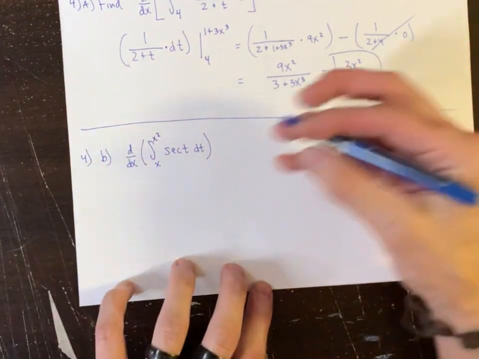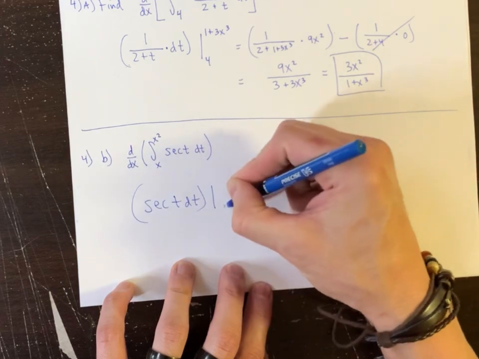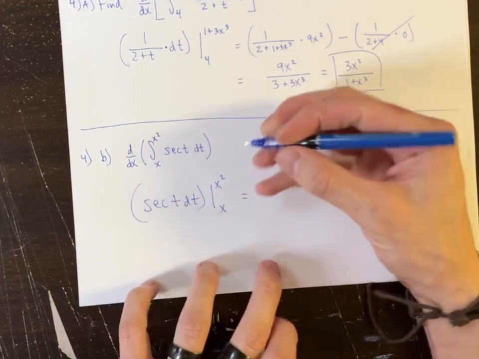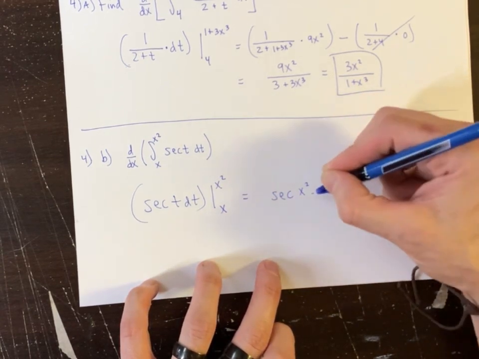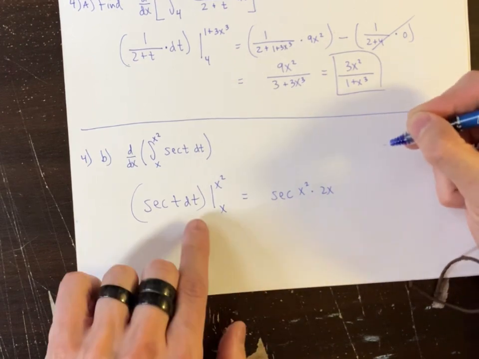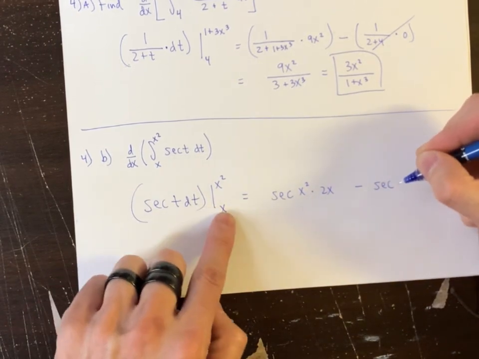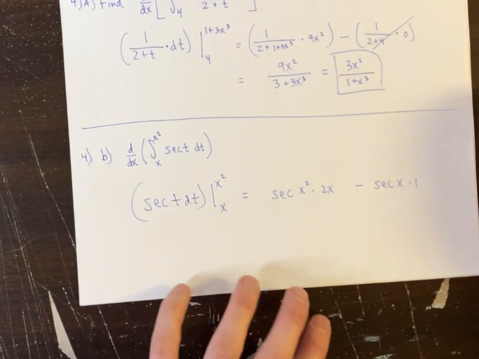Down here, the same thing. The derivative knocks out the integral, so all you're left with is secant t dt, but we're gonna evaluate it from x to x squared. So now plug in x squared in for t, so that'll be secant of x squared times 2x, because that's the derivative of what we just plugged in, minus secant of, we'll plug in x for t, times 1, because that's the derivative of x.